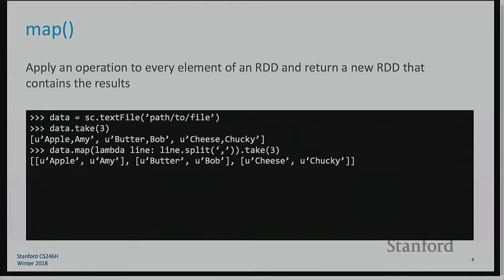So map. Map is your basic one. The idea of map is you go through your RDD one element, one record at a time. For every record, you're going to transform that record according to some operation that you have defined.